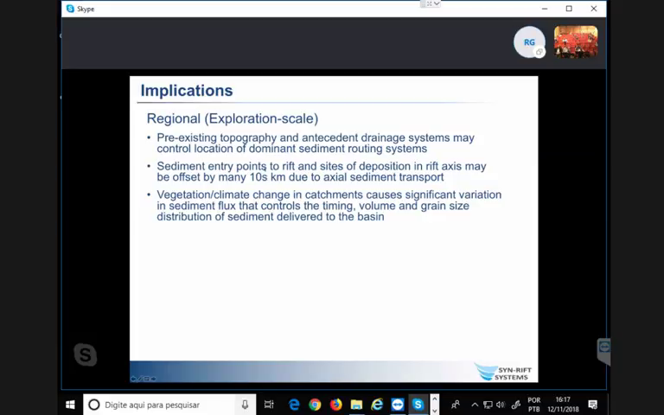There's often an offset between where the main entry points to the rift are and where the axial depositional centres are, and they're often offset by several tens of kilometres. So from an exploration point of view, you need to take that regional perspective into account.